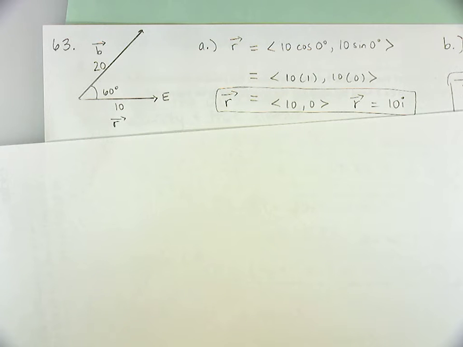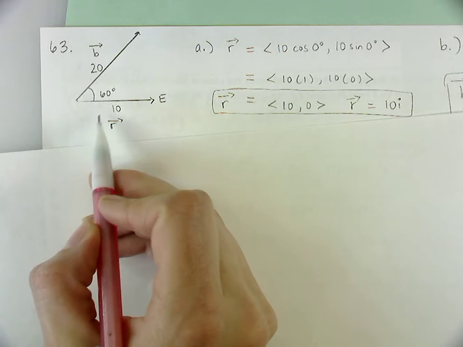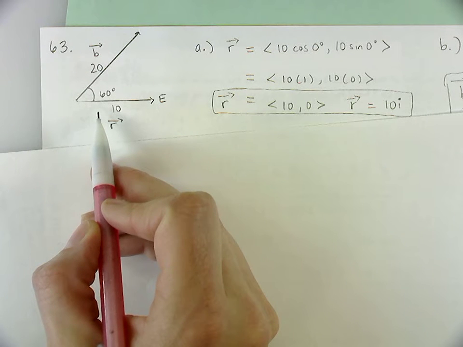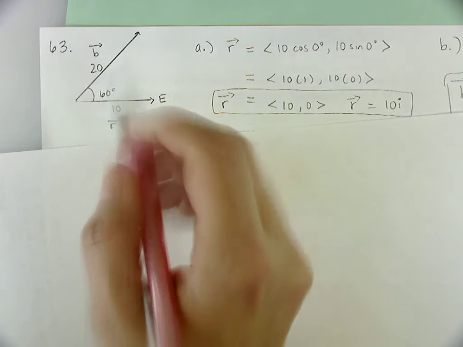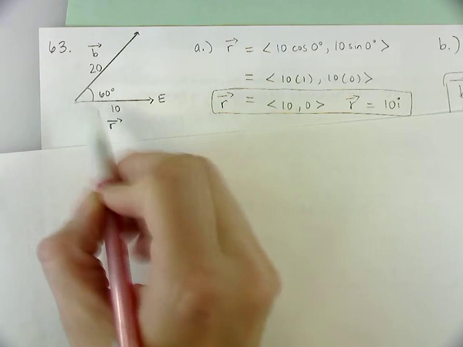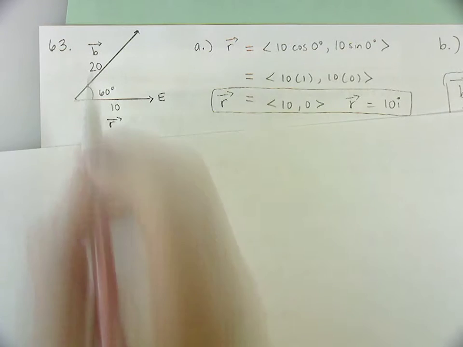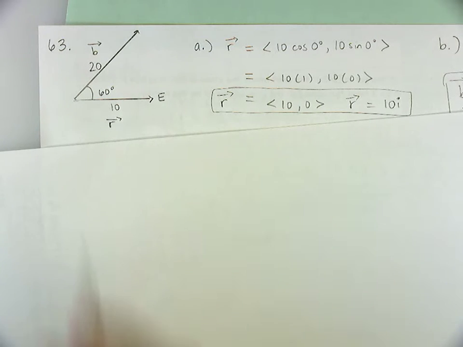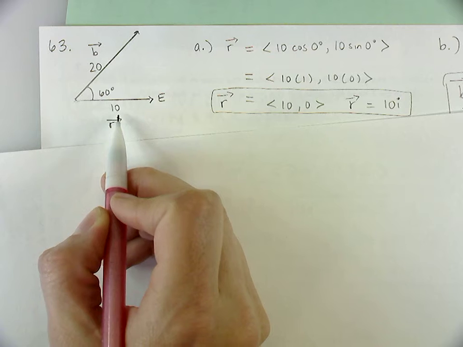Okay, so for 63, you guys actually had a picture drawn for you in the book, correct? Or did you draw this one yourself? Okay, so they had a picture, and so we can redraw that here. So you have the 60 degrees, you have the boat that's traveling at a speed of 20 miles an hour, and then the river that's traveling at a speed east of 10 miles per hour.